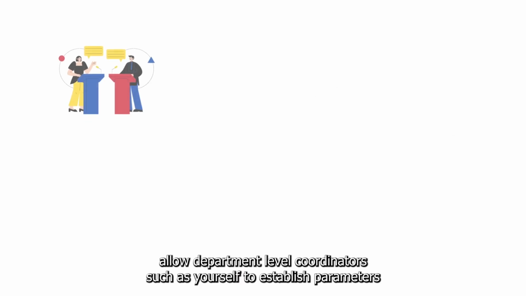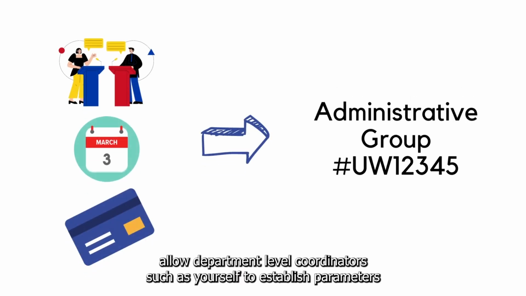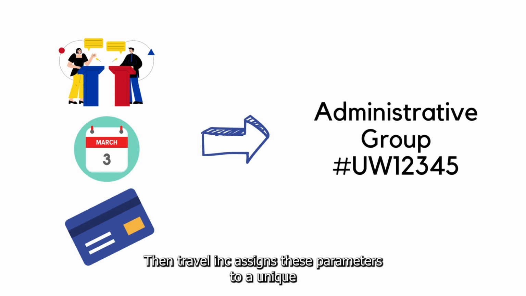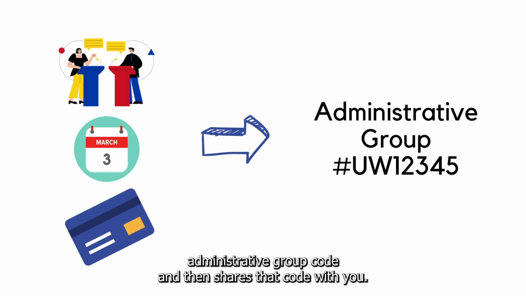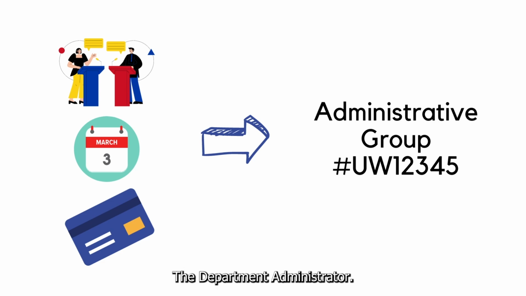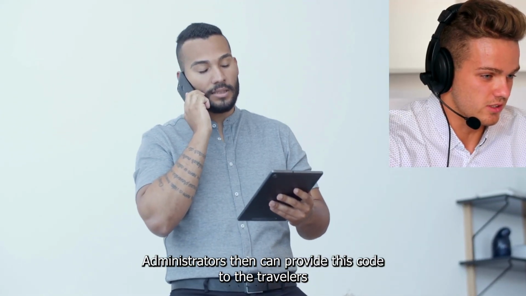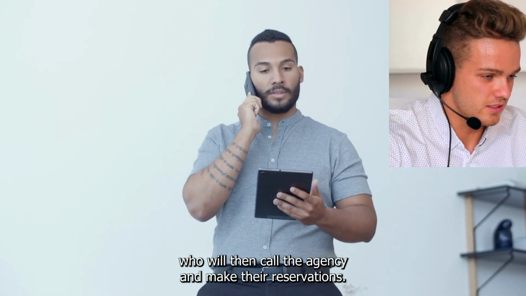Administrative groups allow department-level coordinators, such as yourself, to establish parameters for a travel event, such as payment method and budget. Then TravelLink assigns these parameters to a unique administrative group code, and then shares that code with you, the department administrator. Administrators then can provide this code to the travelers, who will then call the agency and make their reservations.